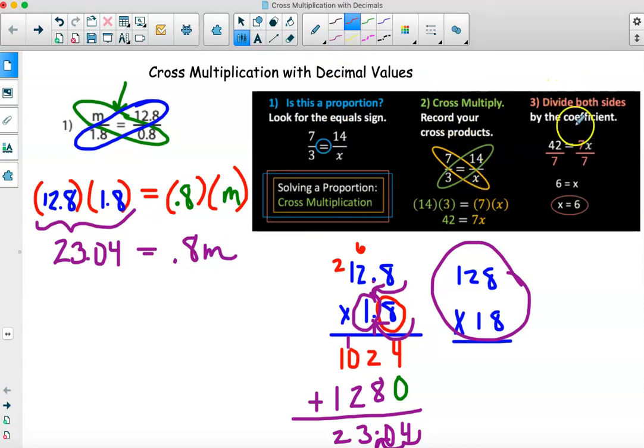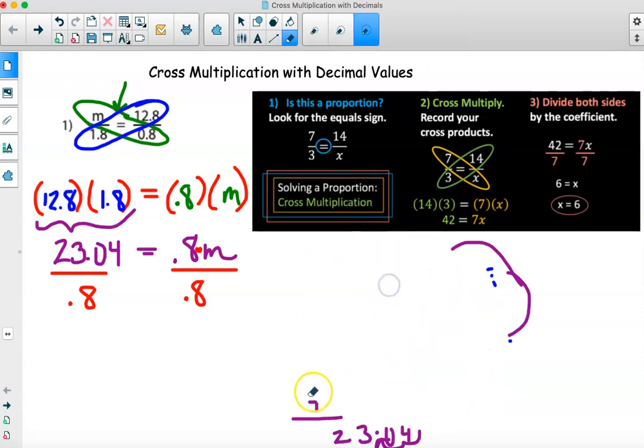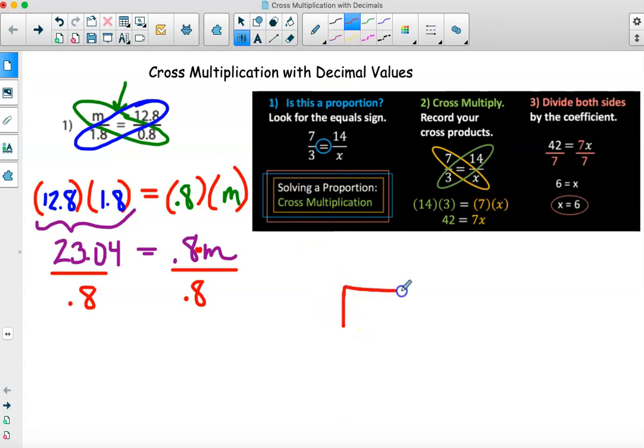Step 3 says divide both sides by the coefficient. So these are being multiplied, and the inverse of multiplication, the opposite of multiplication, is division. So we divide each side by the number that is keeping m from being alone. So now we need to work on a little bit of division. So I need to give myself some room, so I'm going to erase the work I have here, just so I have room on the video to show you how to take 23.04 and divide it by 0.8.